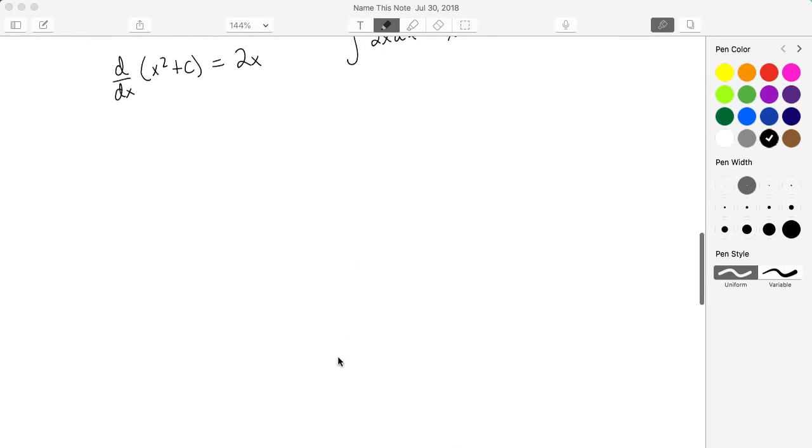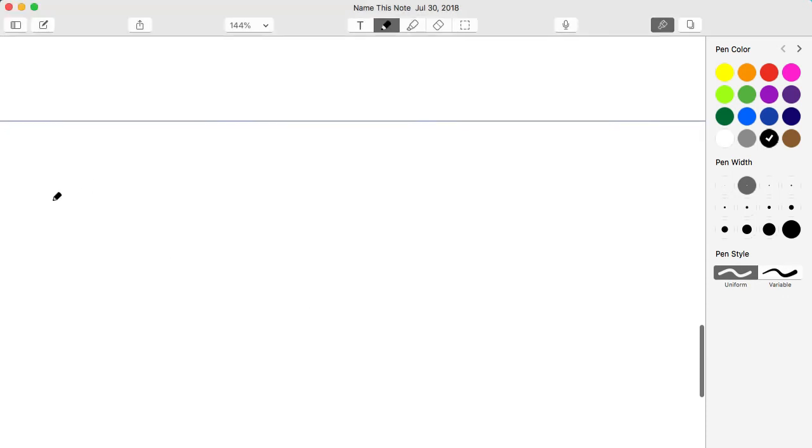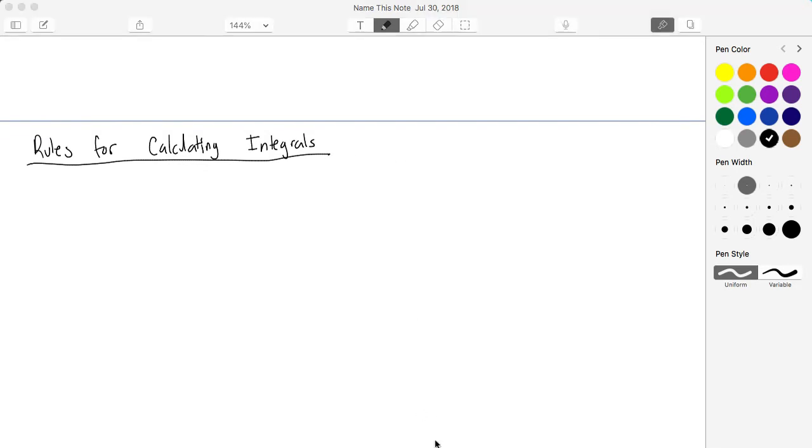Now let's take a look at some rules for integrating different functions. These are going to be our rules for calculating integrals. And we're doing different colors. We have rule number 1.